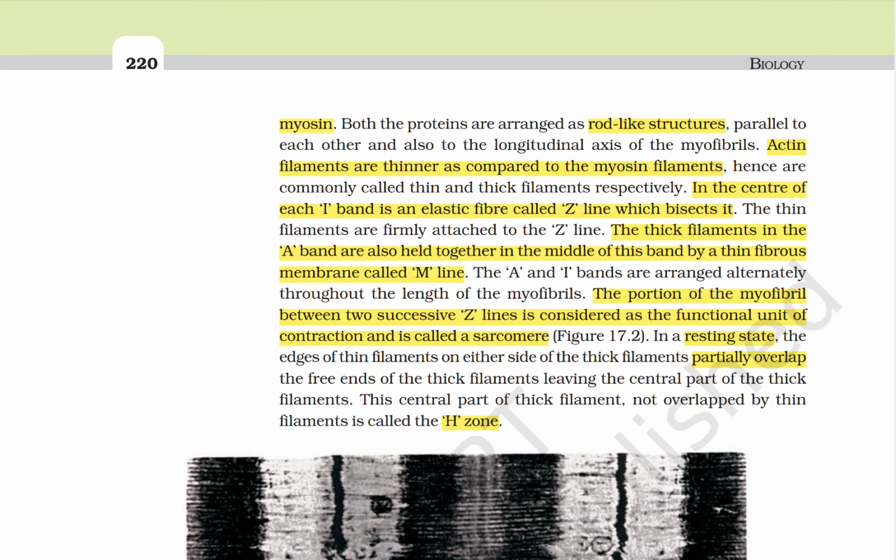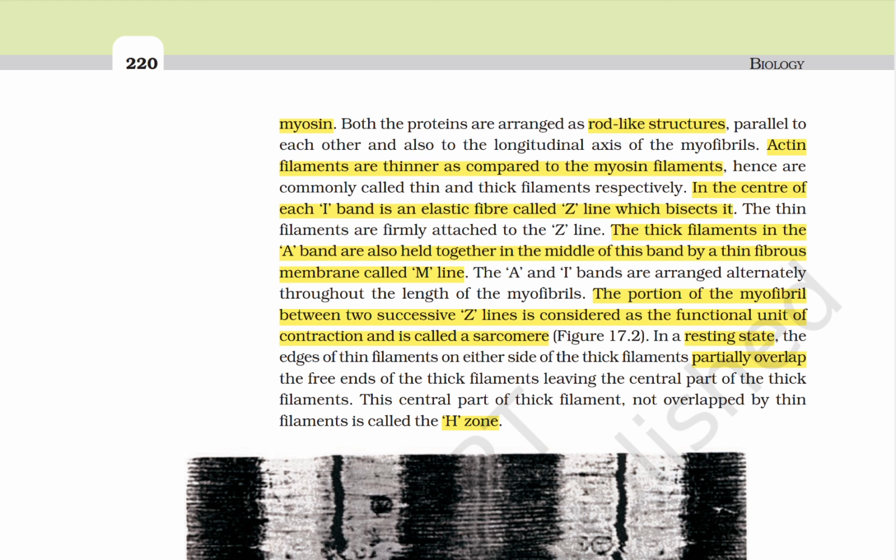Both the proteins are arranged as rod-like structures parallel to each other and also to the longitudinal axis of the myofibrils. Actin filaments are thinner compared to myosin filaments, hence also called thin and thick filaments. In the center of each I band is an elastic fiber called Z line which bisects it. The thick filaments in the A band are also held together in the middle of this band by a thin fibrous membrane called M line.